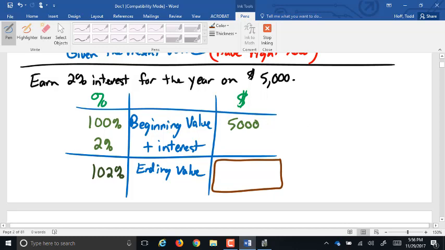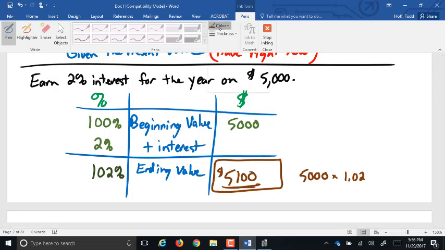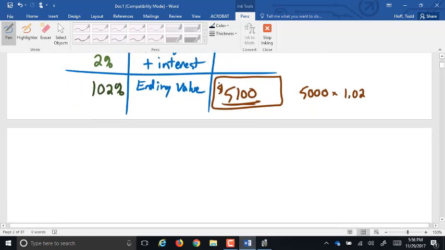Now this is where we're going to go back to use that rate method. We're going to take the $5,000 times 102% as a decimal is 1.02, right? So that's $5,100 is that ending balance. Does that look familiar? Vaguely? Like something we may have seen at some point before? Okay. Next.